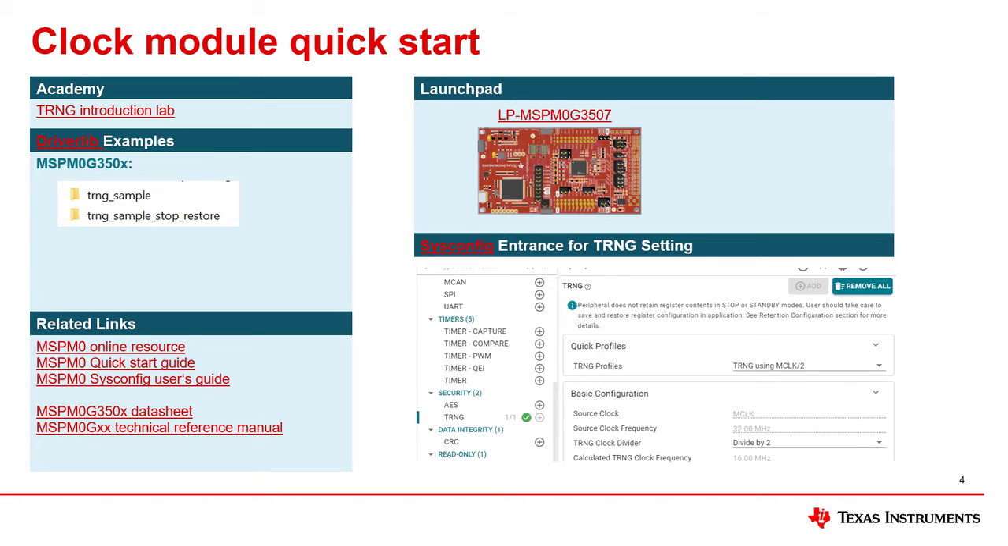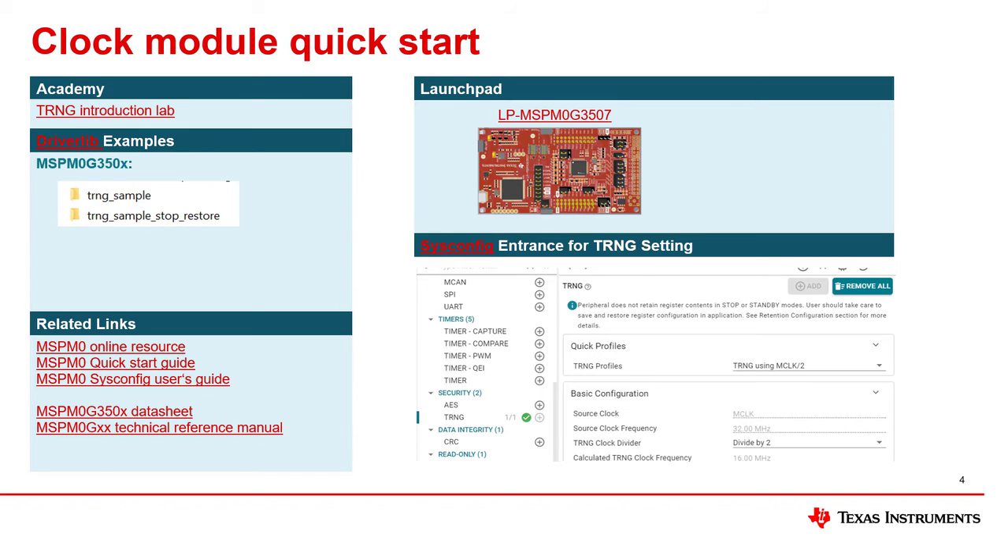As always, you can get started by looking directly at the examples in the driver library of our SDK, as well as the device datasheet and technical reference manual. If you'd like to customize the configuration of the TRNG module, we recommend that you utilize the sysconfig graphical configuration tool. Follow the steps shown in this slide.